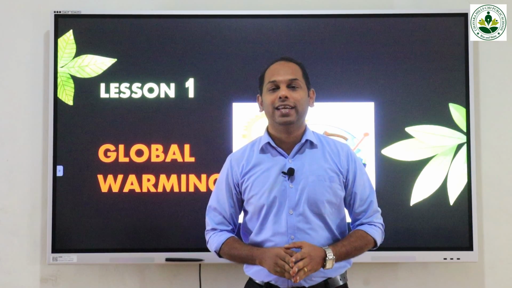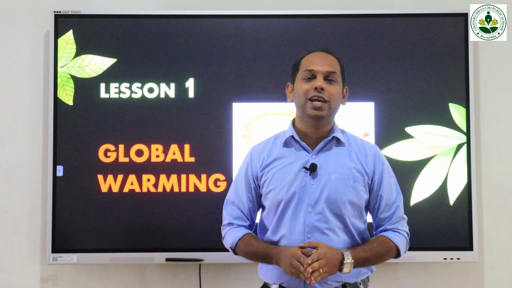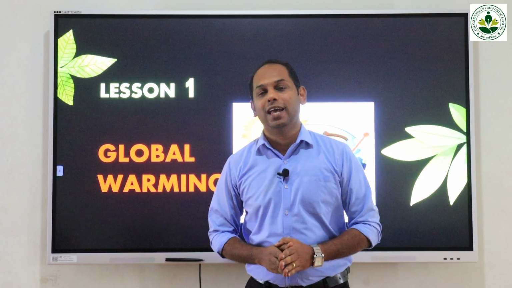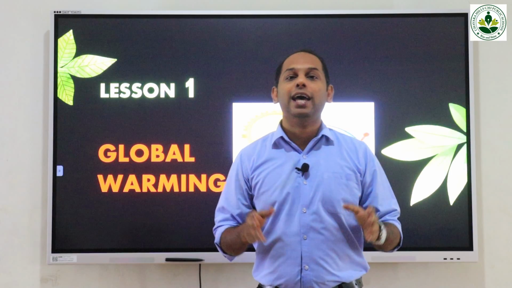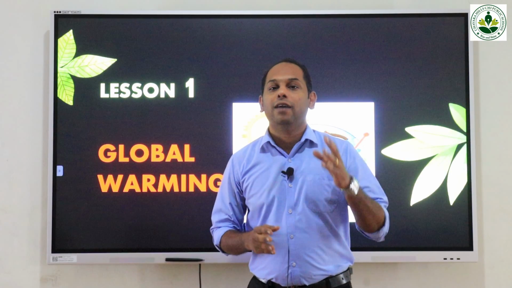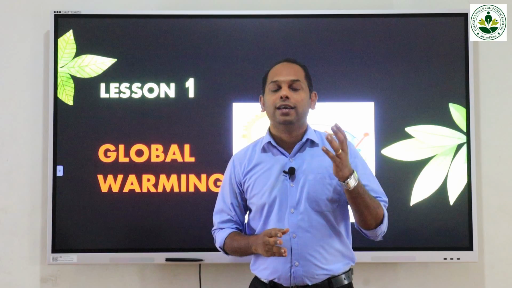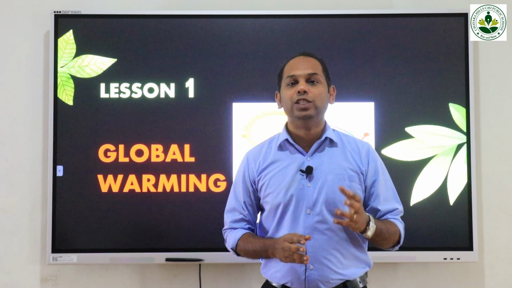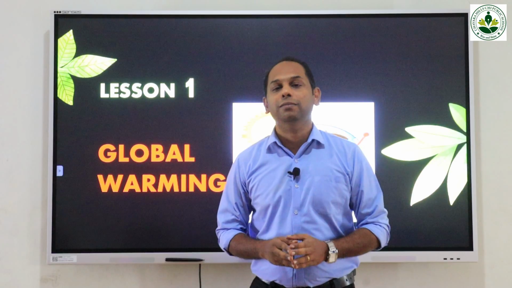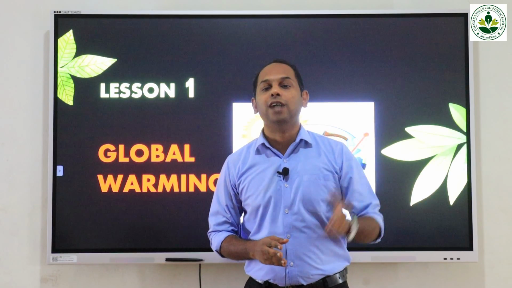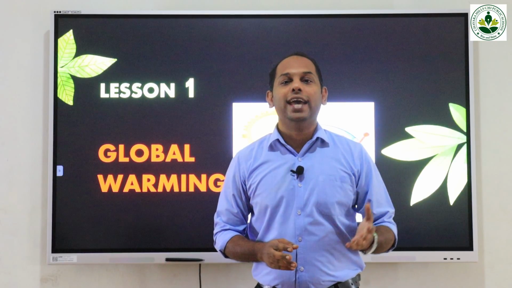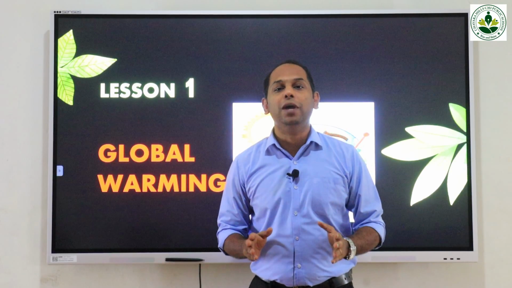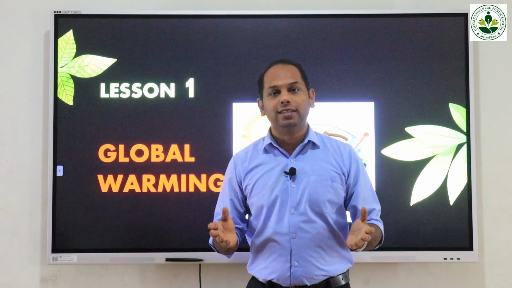Today we will be starting our first lesson in social science, that is global warming. In the fourth standard we have studied the relation between the earth and the sun. We understood that we get light and energy from the hot burning star called sun. If the sun was not there, there is no life possible on earth.